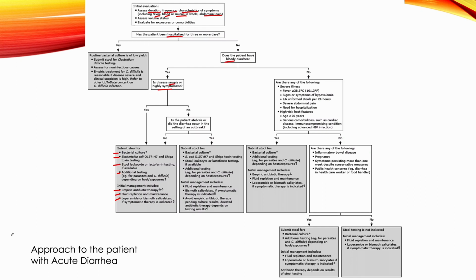Now, if we come back up here, it is bloody, but it's not highly symptomatic. If they're afebrile and the diarrhea occurred in the setting of an outbreak, then we can consider doing this, which is some of the same stuff. And then over here, if the diarrhea was not bloody, then you have to assess for severe illness or high risk. If it's not, then you can continue on thinking about other things like inflammatory bowel disease, pregnancy, and then work your way down. I like this. It's a way to test your brain to see if you understand the flow of what you're looking for.